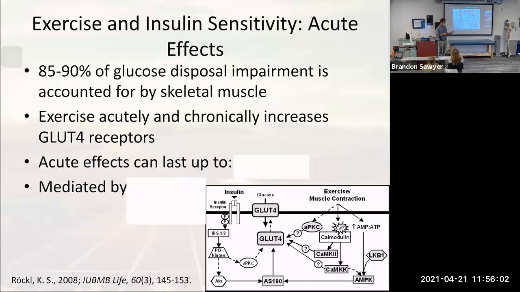Okay, so we'll stop there. We'll get into the effects of exercise on this next time. And then, like I said, we'll take a little bit of time probably to walk through an example concept map for that as well.